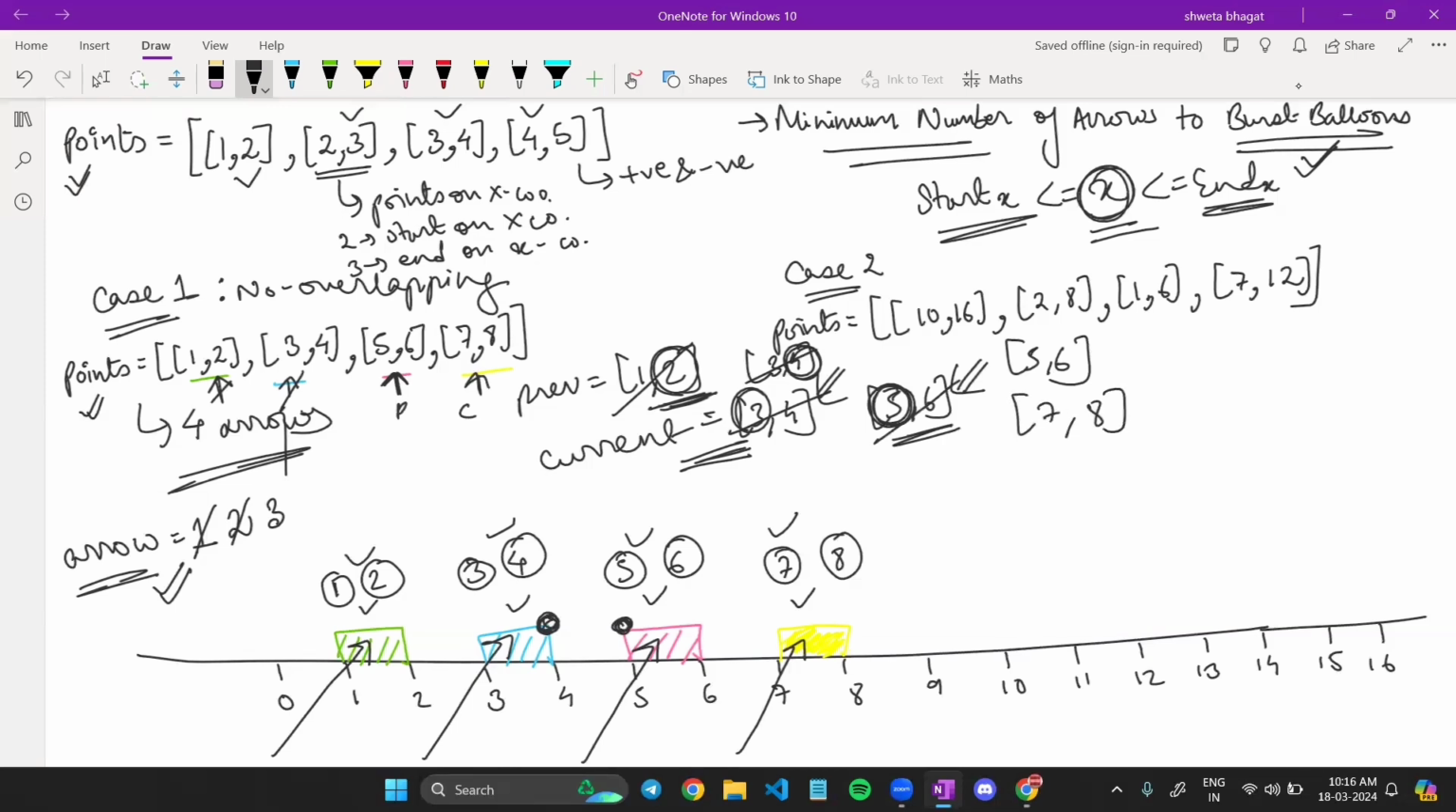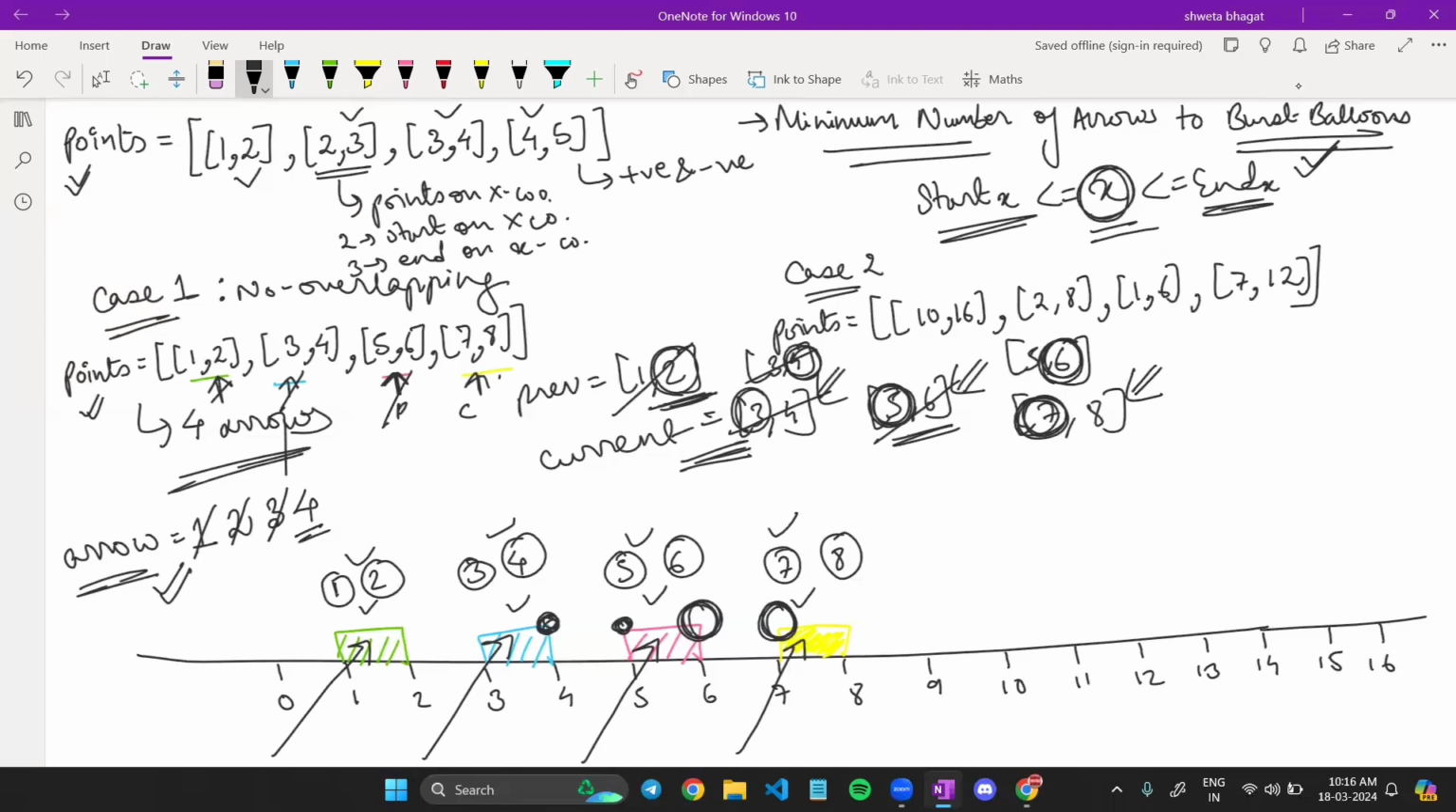Now again, we can see that the start of the current balloon is greater than the end of the previous balloon, right? Where is the end of the previous balloon? The end of the previous balloon is here. And where is the start of the current balloon? The start of the current balloon is here. So it means that they don't have anything in common. It means that they are not overlapping. So for this current balloon, we will have to shoot another arrow to burst it, right? So what we will do is simply increment the arrow count to 4.